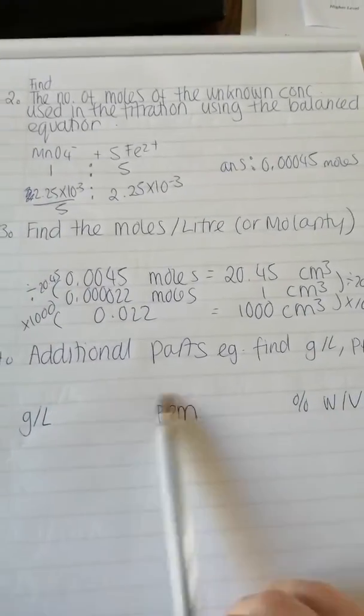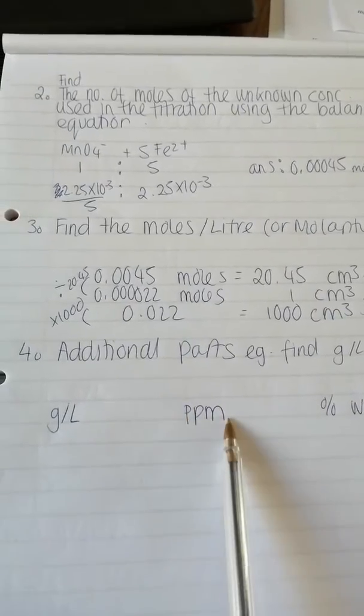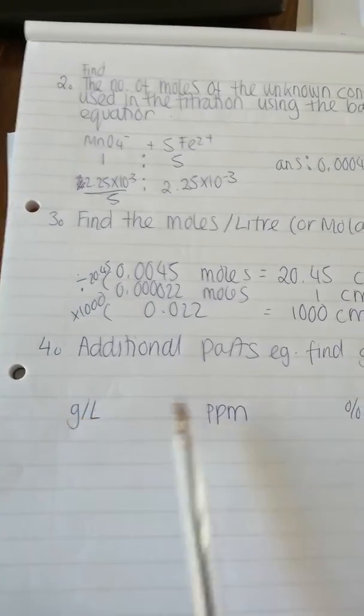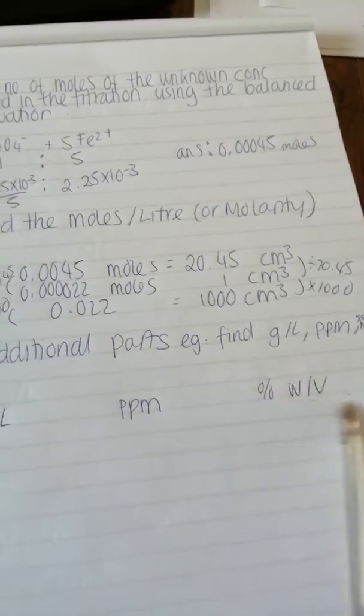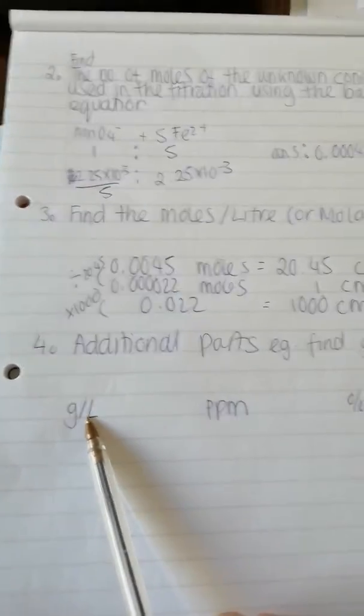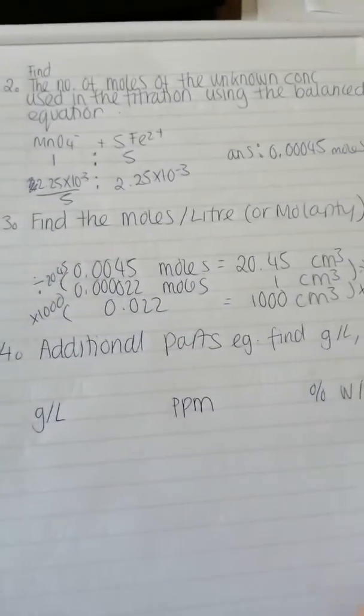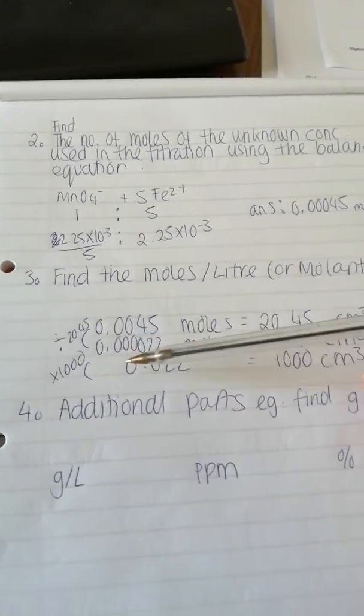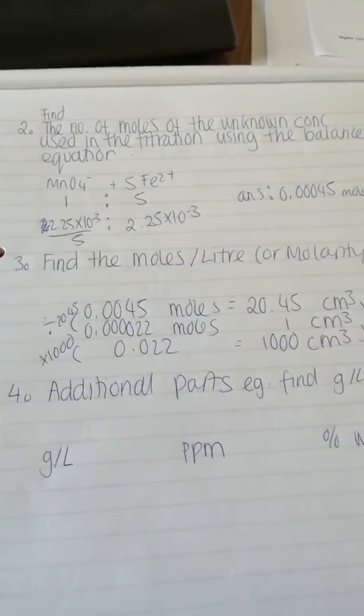You might have to find the parts per million. That's the milligrams per litre. So once you found grams per litre, multiply it by 1,000. Or you might have to find maybe the percentage weight per volume. That's the grams per 100 centimetre cubed. So if you found the grams per litre, just divide it by 10. So they're all additional parts that you might have to do. But up to step 3 is your first principles.